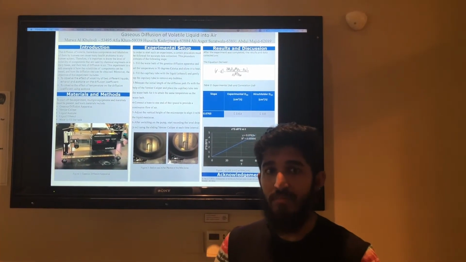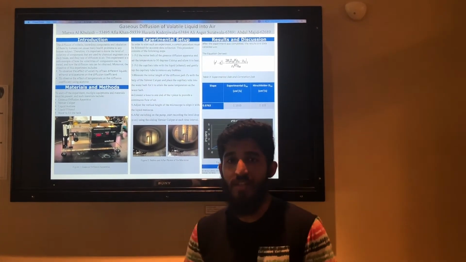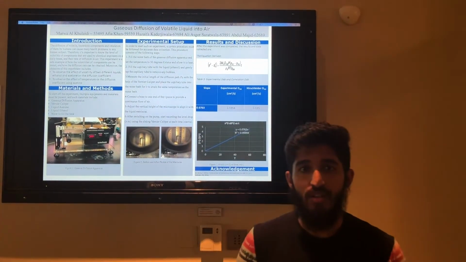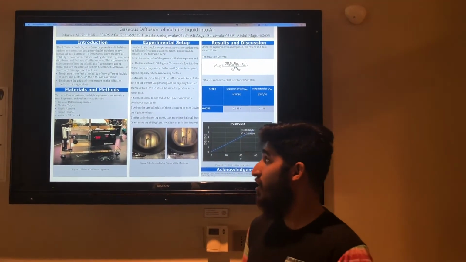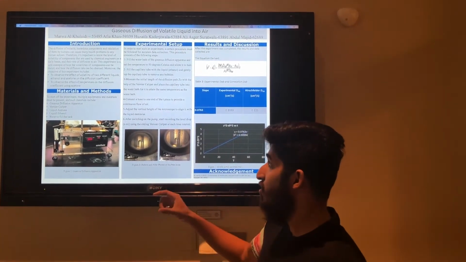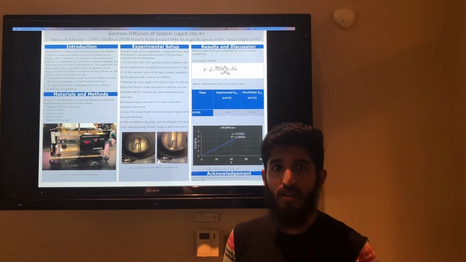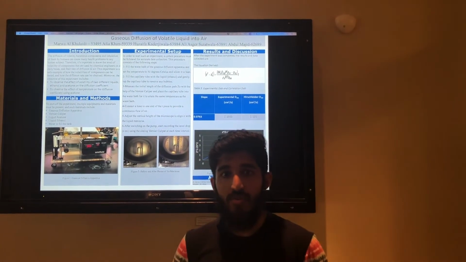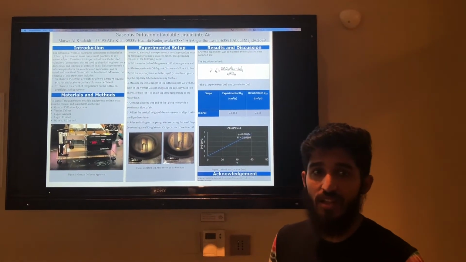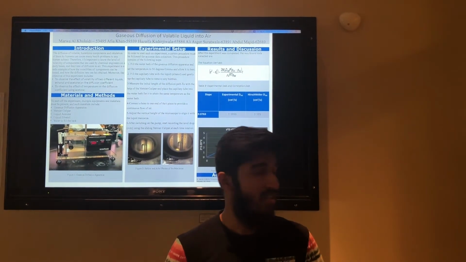Okay, the materials and methods. The materials we used for our experiment: we need a gaseous diffusion apparatus, liquid acetone, and liquid ethanol. We also needed a vernier caliper to measure the change in the meniscus. We needed water as the solvent. Also, we had constant and steady air passing through the apparatus to facilitate the diffusion.